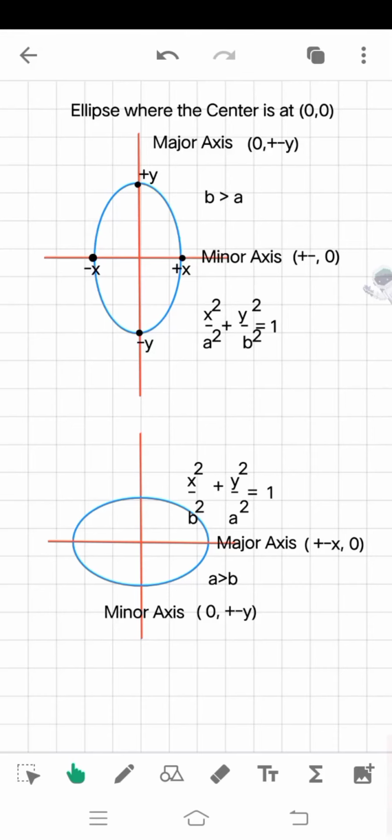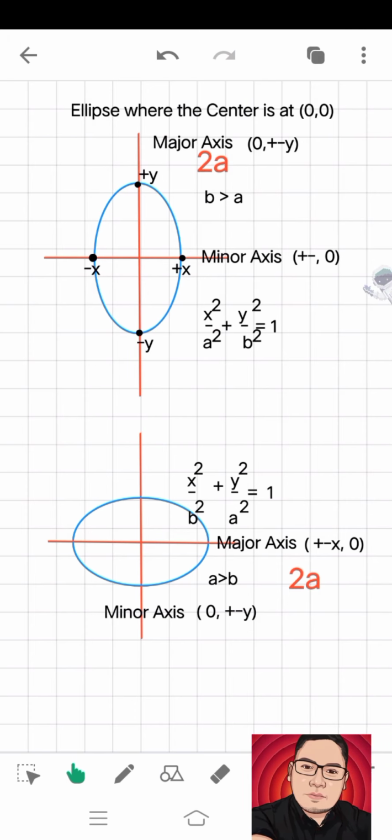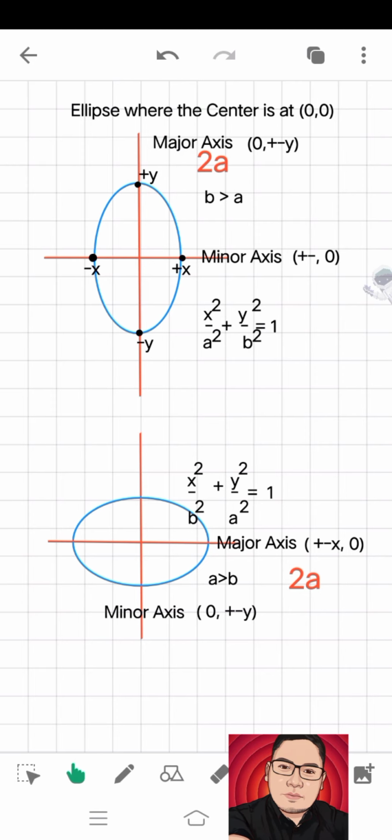Again, this is Bisayang Math, and today we're going to be talking about ellipse where the center is at the origin. Well, before we do some problems, let us try to understand first the function of each value of this ellipse. Here, let's talk about the major axis.